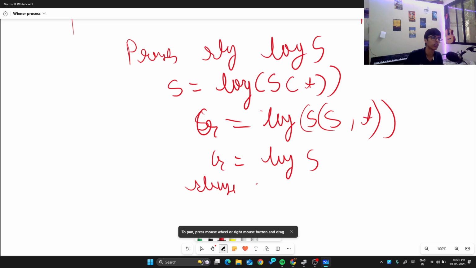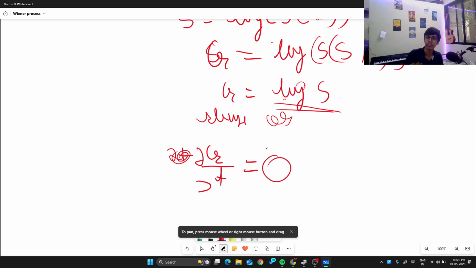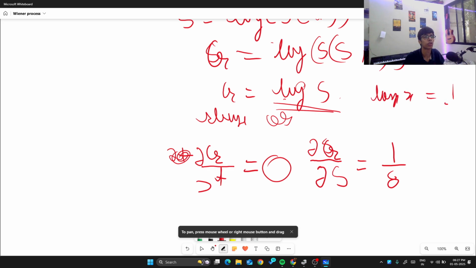So first we find the derivative of G with respect to time. There is no t in it, so its derivative will be 0 with respect to time. You have to understand some basic calculus too. Now the derivative of log of S: the first-order derivative of G with respect to S would be 1 upon S, because d by dx of log x would be 1 upon x, right? And the second-order derivative, the derivative of 1 upon x, would be minus 1 upon x squared, right?